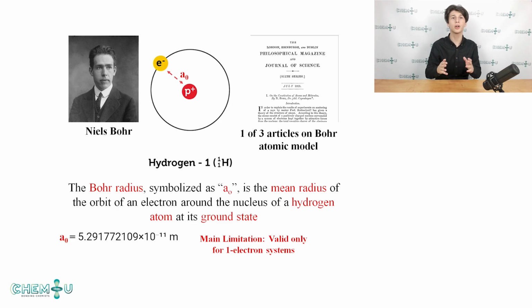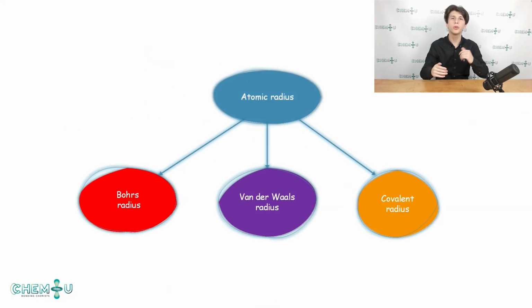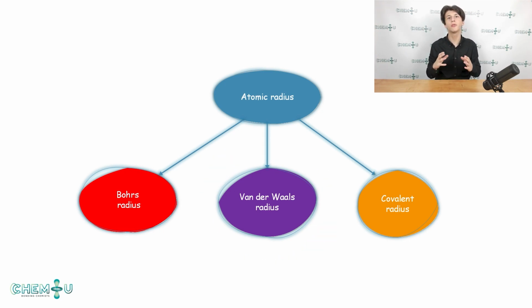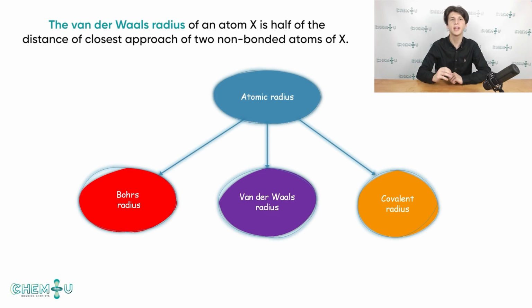As I have mentioned before, the main limitation is that this radius is valid only for one electron systems, whereas the organic molecules contain hundreds of them. Let's move on to the more useful definitions. The second definition is named after another renowned physicist, Johannes Diederik van der Waals. You probably have already heard about the van der Waals forces and van der Waals equation of state during inorganic chemistry lectures. The definition of atomic van der Waals radius is fairly simple. The van der Waals radius of an atom X is half of the distance of the closest approach of two non-bonded atoms of X.